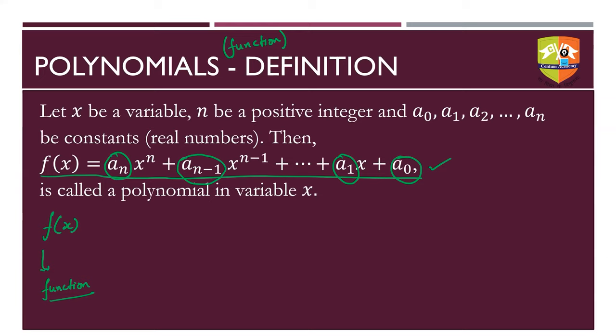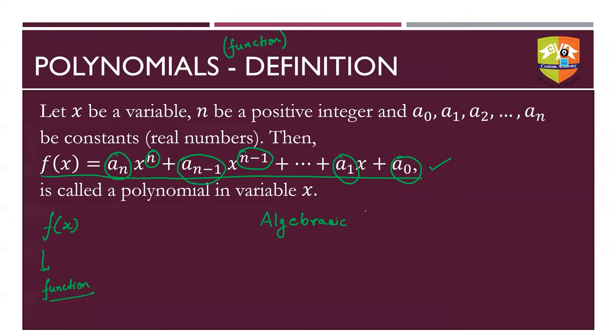Now, this n has to be a non-negative integer, right? You can't have a negative integer here. Either n can be zero or more than zero, but n cannot be 1.5, root 2, negative 1 or negative 1.5. No. That's the speciality of polynomials. Every other thing is called an algebraic expression. There was a question in the board also, where they are giving this, and we'll see that question later on.